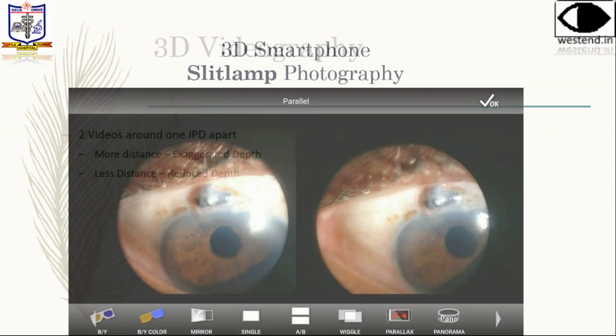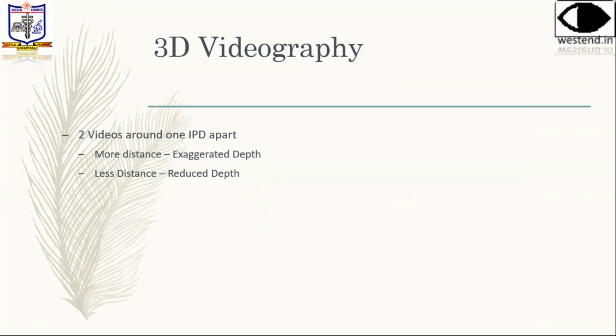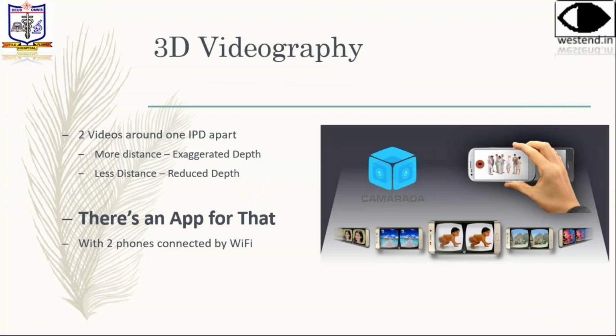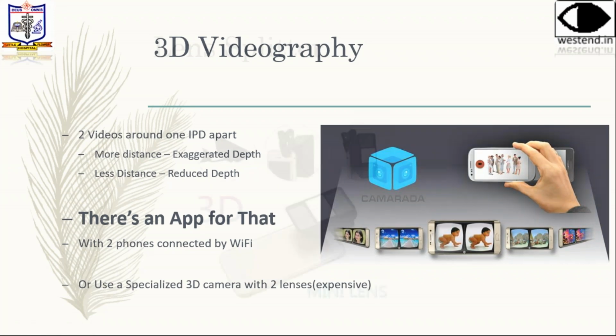And you can do 3D videography also using two iPhones, and it doesn't have to be iPhones, and you can combine the videos in real time using an app, Camerada. So this is the same thing as you would do if you recorded from two phones separately and combined them using a software. The software does it for you. Or you can use a specialized 3D camera if you have the 3D camera. But if you have two identical smartphones, this is good enough.